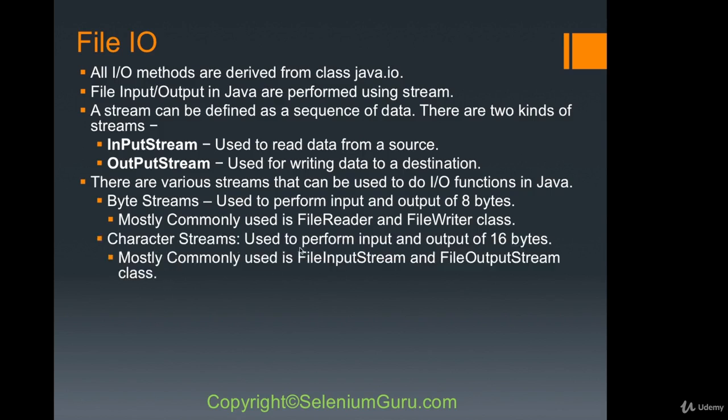So the second one is character streams. You can use character streams to perform input and output of 16 bytes. The most commonly used are the file input stream and file output stream classes.